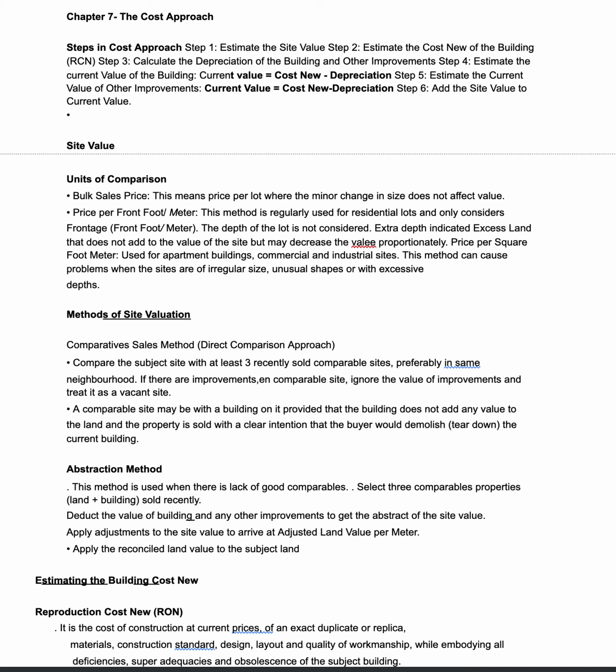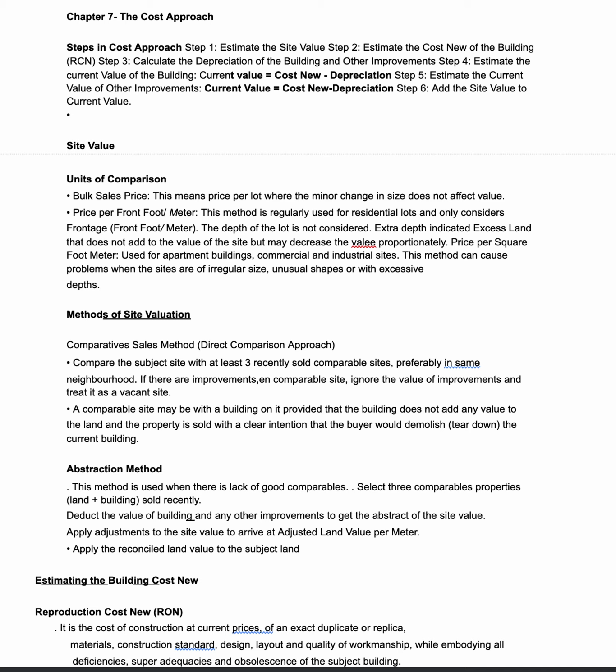Estimated building cost new. So there are two approaches to finding the building cost: one is the reproduction cost and the other is the replacement cost. Reproduction cost new is the cost of construction at current prices of the exact duplicate or replica using the same material, construction and design, layout, and quality of workmanship while embodying all deficiencies, superadequacies, and obsolescence of the subject building. Replacement cost is the cost of construction, at current prices, of a building having utility equivalent to the building being appraised but built using modern materials and according to current standards, designs, and layout.